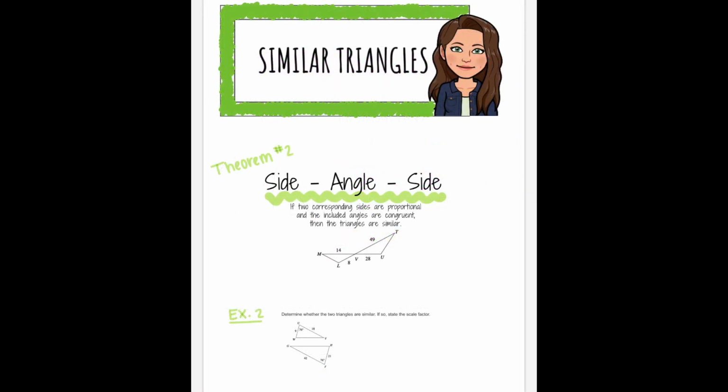The second theorem that proves similarity between two triangles is called side-angle-side. If two corresponding sides are proportional and the included angles are congruent, then the triangles are similar. So the sides need to be proportional, but the angles in between them must be congruent. From this diagram, I want to remind you that we talked about vertical angles at the beginning of this unit. That's anytime two lines intersect, the opposite angles are congruent.